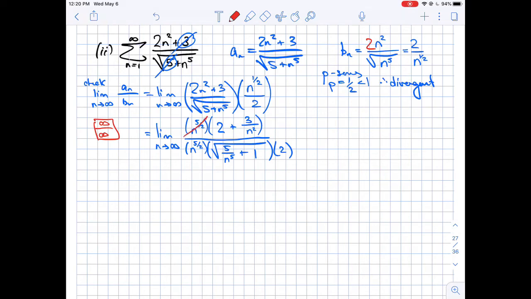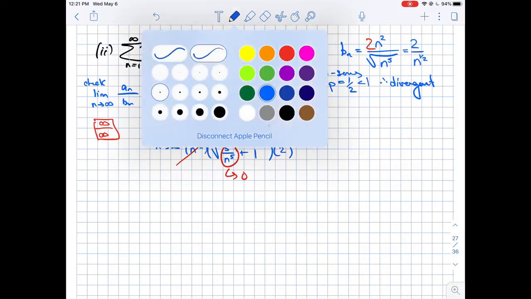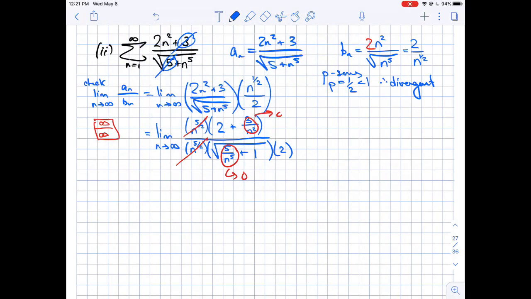So n to the 5 over 2 cancels in the numerator and the denominator. We also have that any term like this divided by a power of n is going to go to 0, and so really this limit is not so bad at all. We're going to get that it's equal to 2 in the numerator divided by the square root of 1 multiplied by 2 in the denominator. This limit is equal to 1.